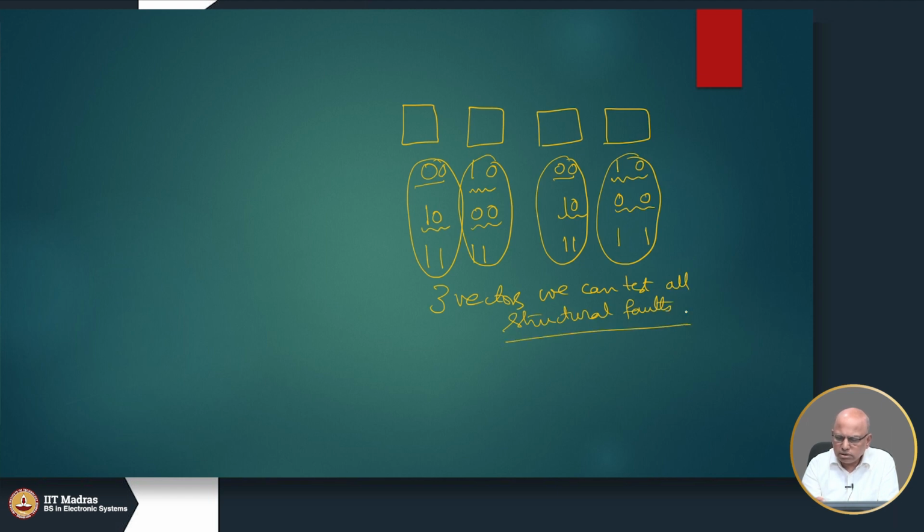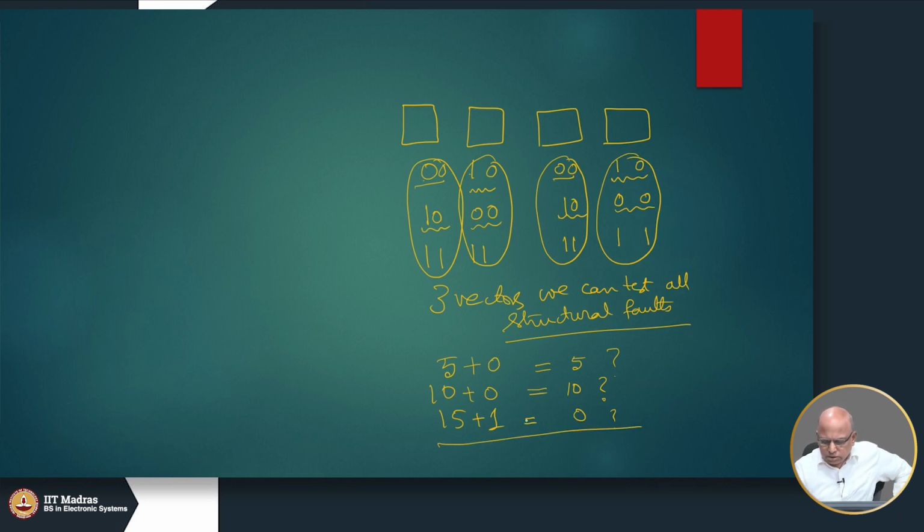So, what are the vectors? In the case of the 4-bit incrementer, we are applying 0 1 0 1, that is 5. So, we are checking whether 5 plus 0 is equal to 5. The other one is 1 0 1 0, that is 10 plus 0 equals 10. And the last one is 1 1 1 1, that is 15 plus 1 is it equal to 0. Okay. In the modulo sum, this becomes 0, right. So, these 3 tests we did, okay.